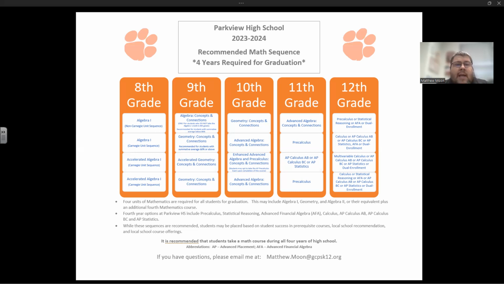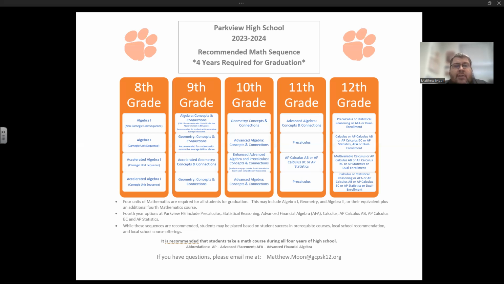If they are currently taking Algebra 1, then they will have a choice to either retake Algebra 1 again in the 9th grade, or they can move on to geometry. And you'll see the names there. They've changed the names over to Algebra Concepts and Connections and Geometry Concepts and Connections for these courses. Those current Algebra 1 students can then choose between those two courses. It is highly recommended if your students are not currently taking Algebra 1 in the 9th grade, that you go ahead and accept the Carnegie unit for all other courses.